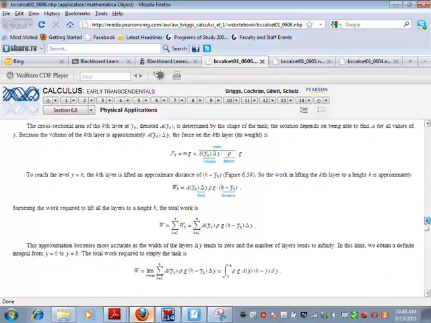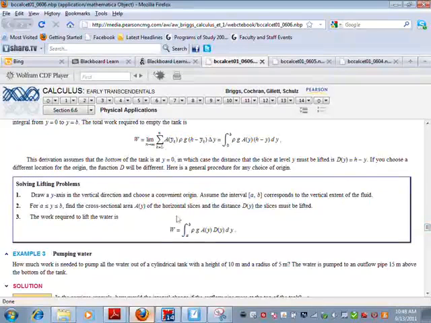Okay, so the work done is given by this. So when you're lifting stuff, and we'll do some examples in just a second, then it's usually going to follow this formula. So draw a y-axis in the vertical direction and choose a convenient origin. Assume the interval a to b corresponds to the vertical movement. And then for each y between a and b, find the area, and then you need to find the distance you need to take that slice, and then you need to add all of those things up.